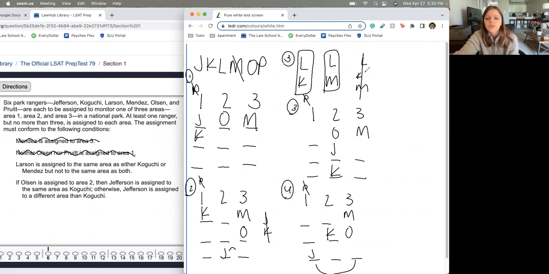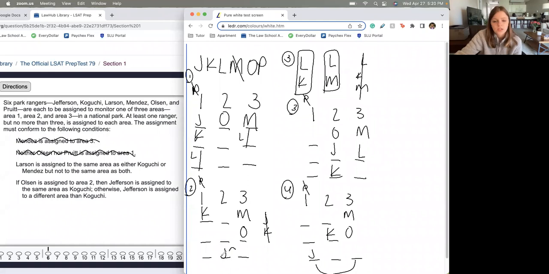Okay, so this third rule says L has to either go with K or M. So I guess I could just kind of plop them in there wherever I want. So either L is going to go here, or L is going to go here. In that third world, L has to go with either K or M. Well, it can't go with K because I don't have any more spots. So that means that L is going to go with M over here.